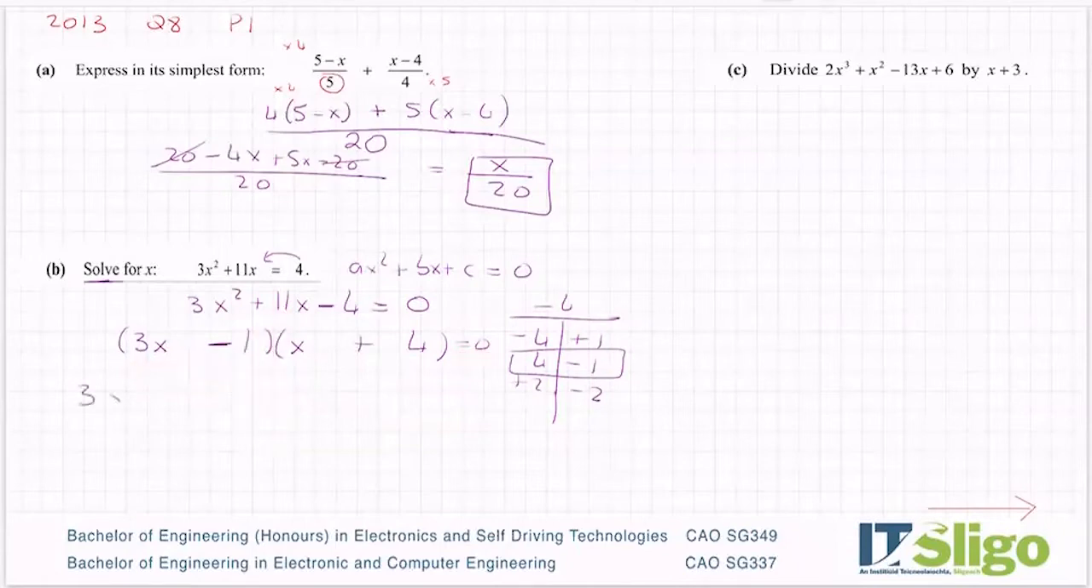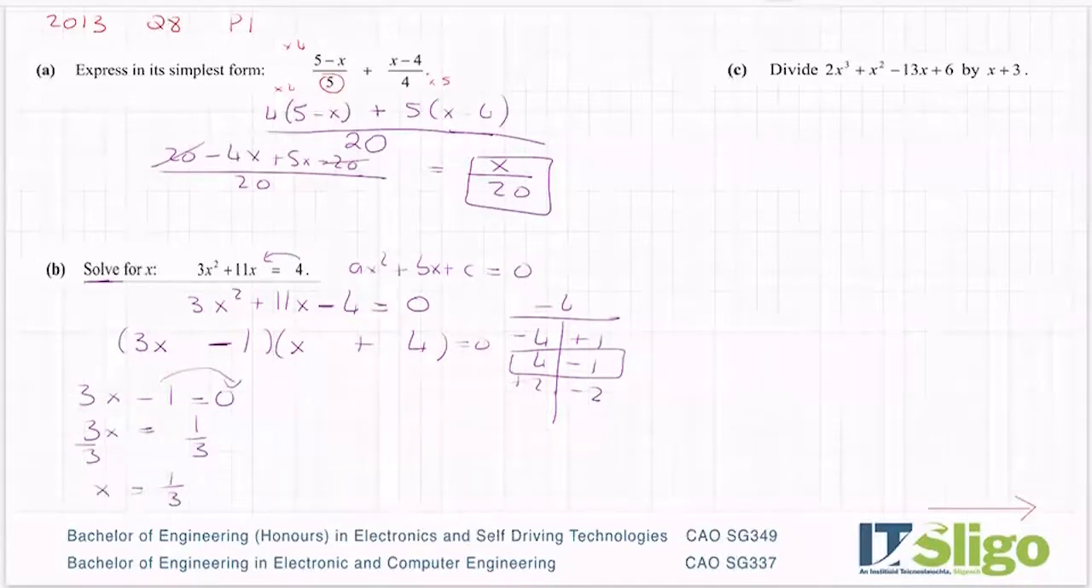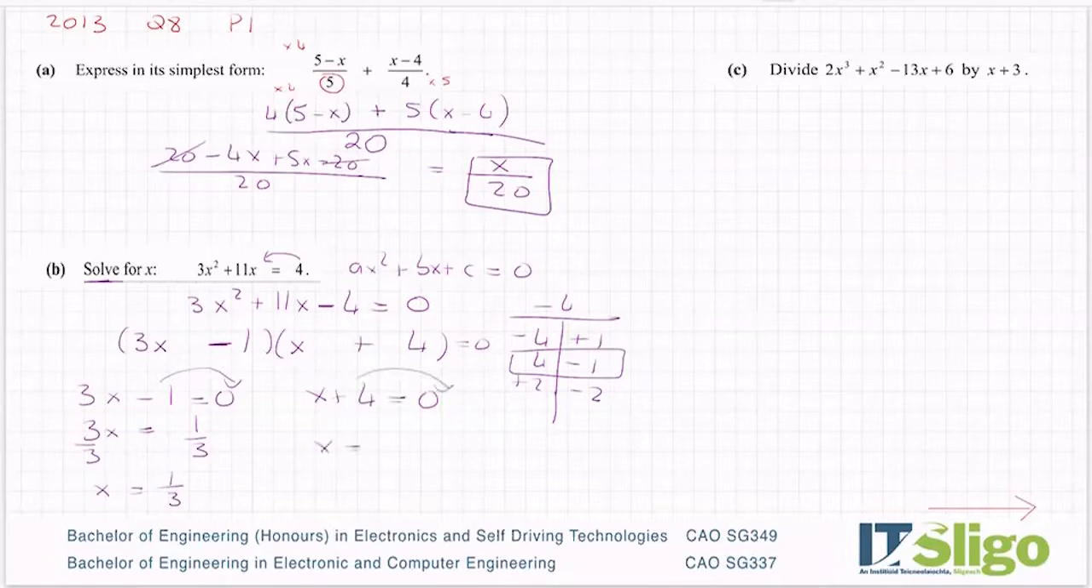So 3x minus 1 equals 0. 3x, bring him over, equals 1. Divide by the number in front of x. X is equal to 1/3. Or from this bracket, x plus 4 is 0. Bring over him, x is equal to minus 4. And you can see this bracket had a minus in it. My answer is plus. This bracket had a plus in it. My answer is a minus. So that's how we would do it with factorization.